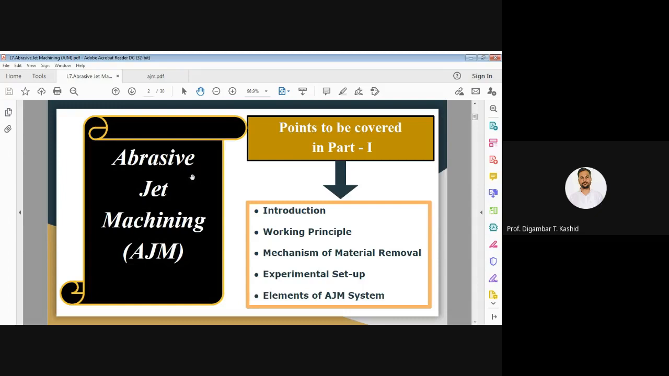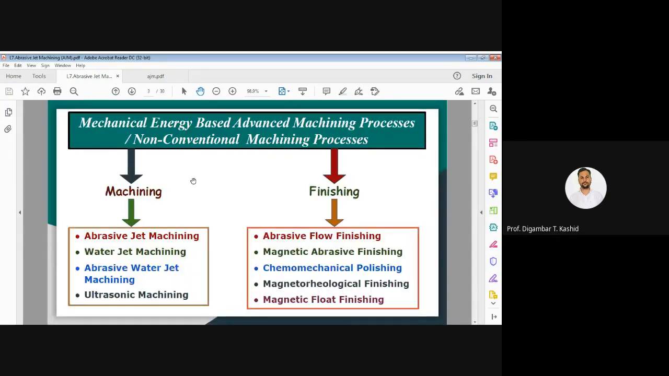Before that, in chapter number 1, we discussed the classification of non-conventional machining processes, and in that we came to know that we have one separate category, that is mechanical energy based or mechanical type of advanced machining processes, which includes abrasive jet machining, ultrasonic machining, that is USM, then water jet machining WJM, and abrasive water jet machining AWJM. So these are the various types of machining processes which come under this category of mechanical type of advanced machining processes.